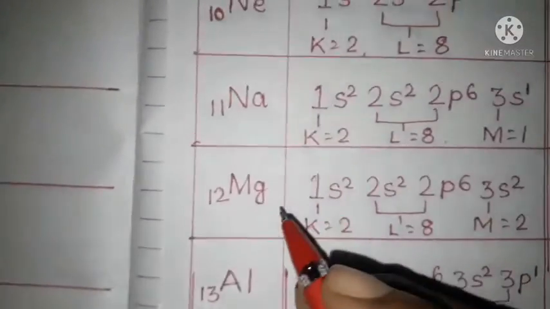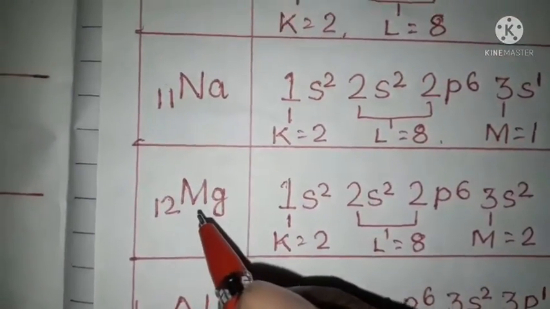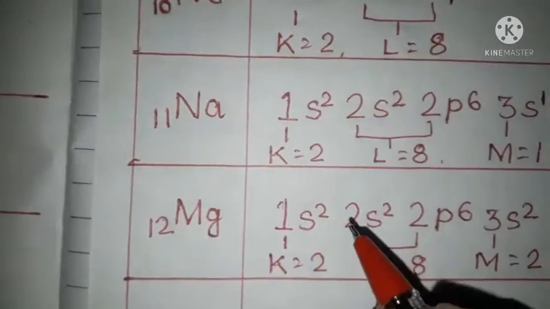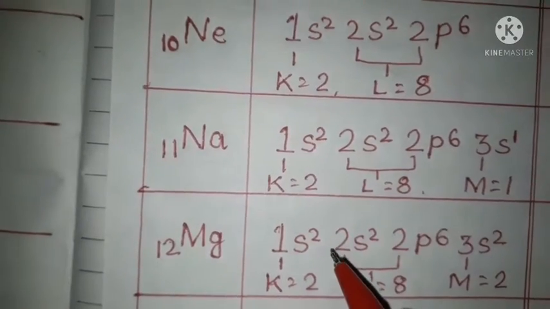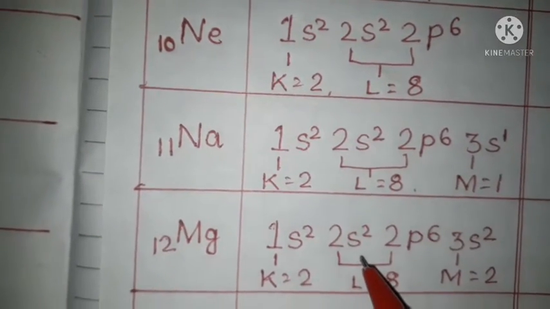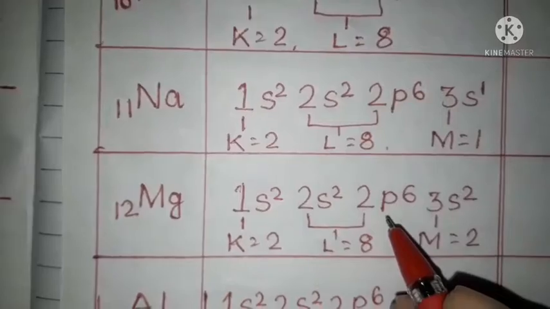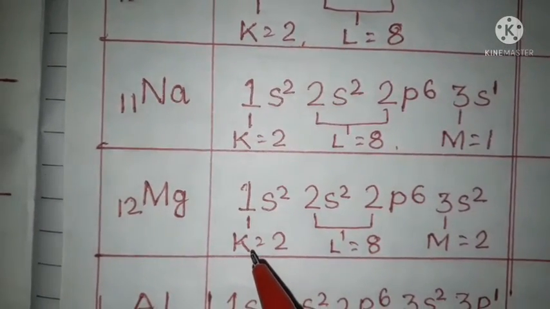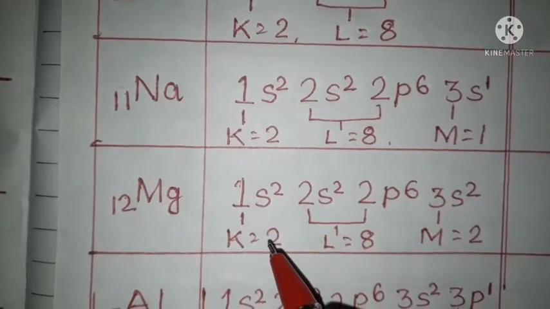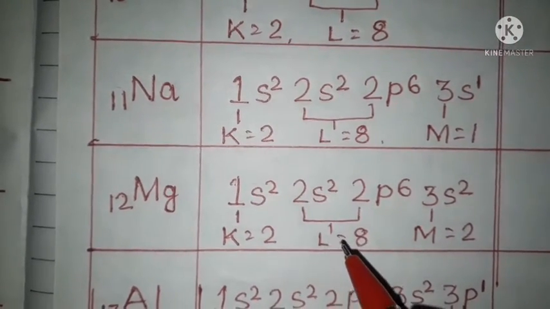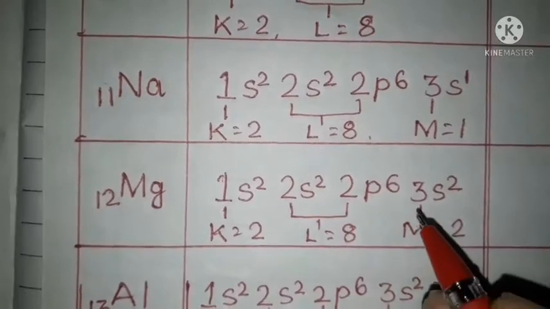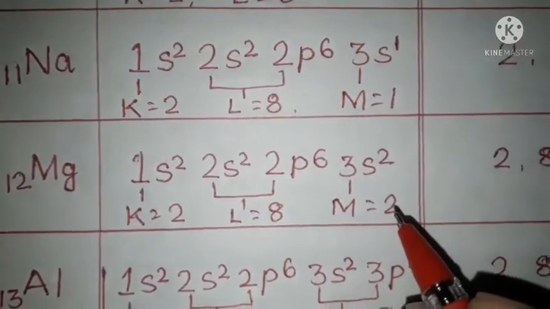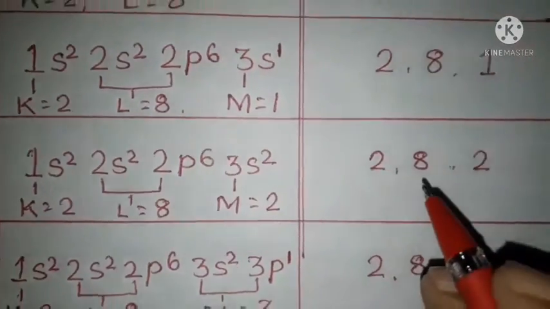Now we see the magnesium. Z of magnesium is 12. So we write 1s2, 2s2, 2p6, 3s2, in which K is equal to 2, L in which 8 electrons, and M, that is 2 electrons, is included. So we write it 2 8 2.